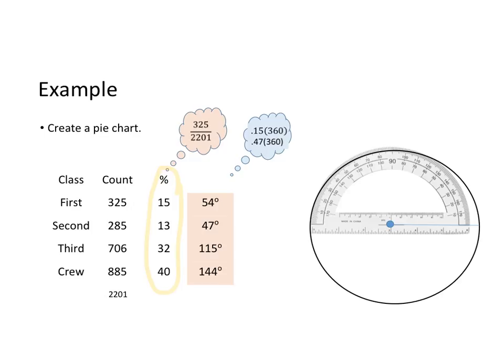Now we need to figure out what angle to draw our sectors at using a protractor. Because the pie chart is a circle, remember from back in the day, geometry, there are 360 degrees in a circle. So we take our percent times 360 to get our angle. So for first class passengers, we have a 54-degree angle to draw our sector for the pie chart.